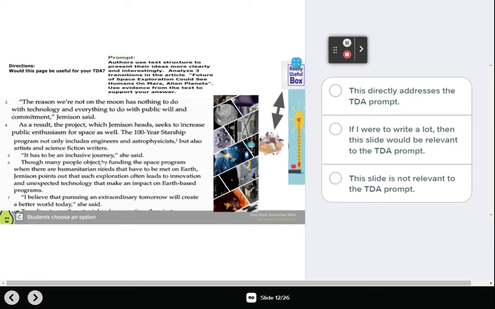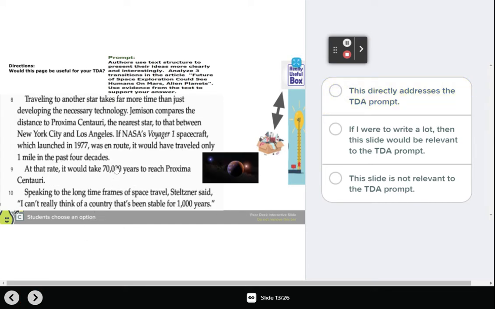Well, it has to be an inclusive journey, right? But also includes artists and science fiction writers, right? It has to include others, right? Include, inclusive. But we have a linking of ideas here. So I'm going to say this directly relates, right? Here we have these links of numbers like we annotated earlier. So I think you could use that linking of numbers and distances here, definitely linking ideas for sure.